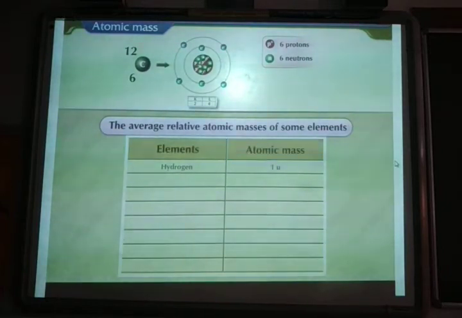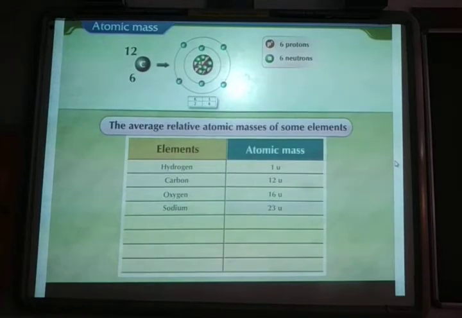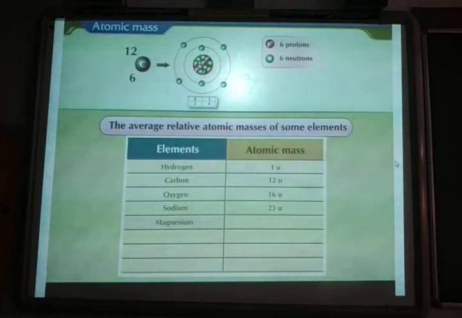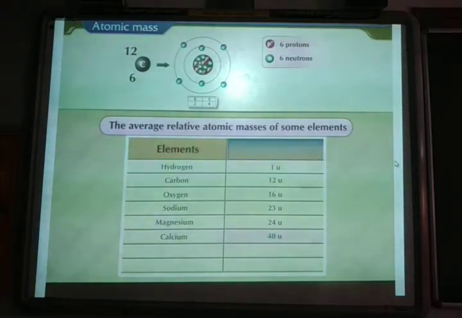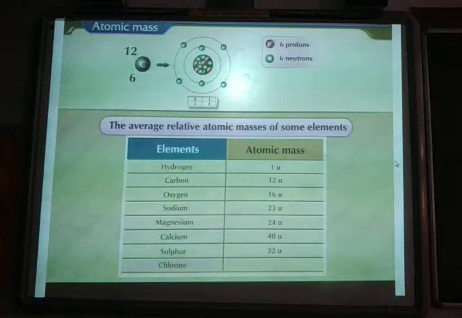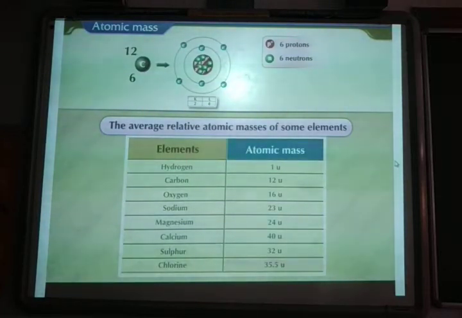Hydrogen is 1 unit. Carbon is 12 units. Oxygen is 16 units. Sodium is 23 units. Magnesium is 24 units. Calcium is 40 units. Sulfur is 32 units. And chlorine is 35.5 units.